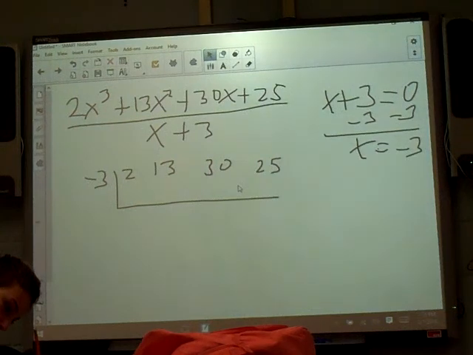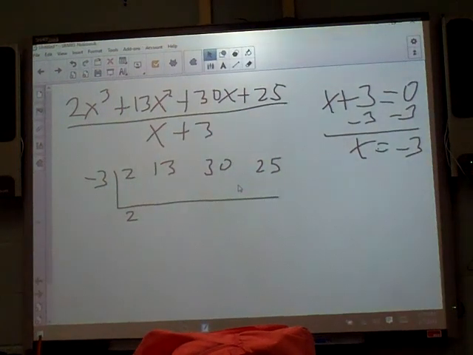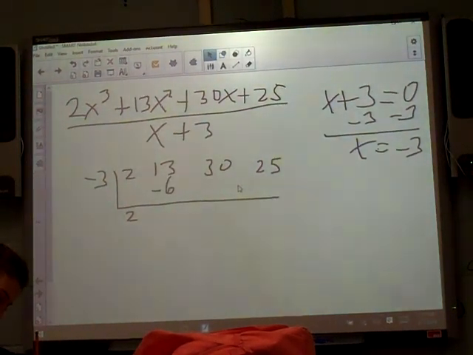Start off by dropping the first number all the way down outside the box. That 2 comes straight down. From there, it's just multiply, add, multiply, add, multiply, add. So that 2, we multiply it by the negative 3 that's outside. That gets us a negative 6. It goes underneath the next number. So we did the multiply, so now it's add. 13 and negative 6 is 7.